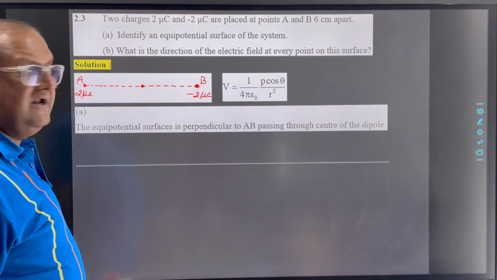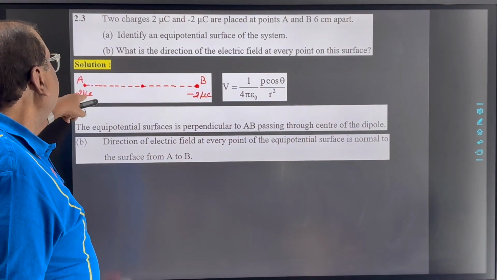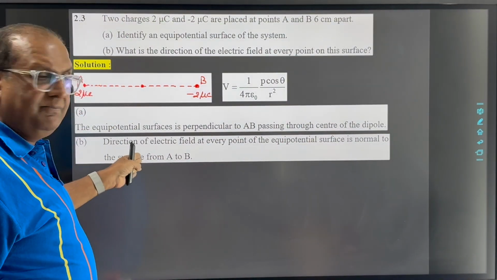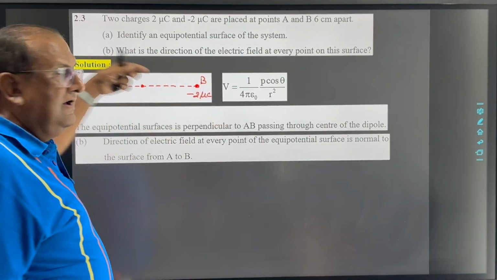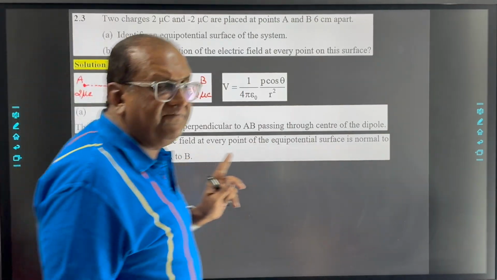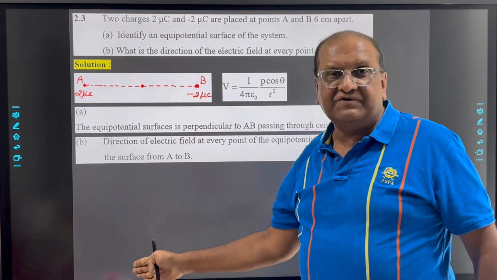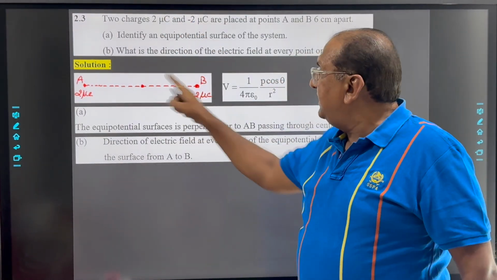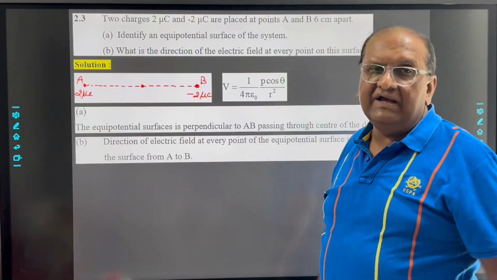Now electric field at each and every point will be perpendicular to this equipotential surface and from positive charge to negative charge, means A to B. So direction of electric field at each and every point on the equipotential surface will be from A to B, perpendicular to the surface. Clear?